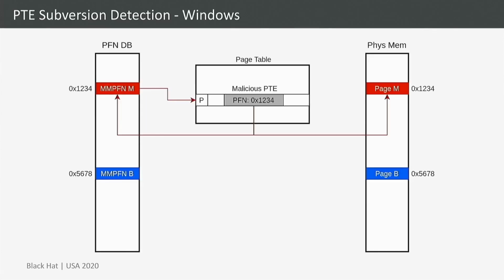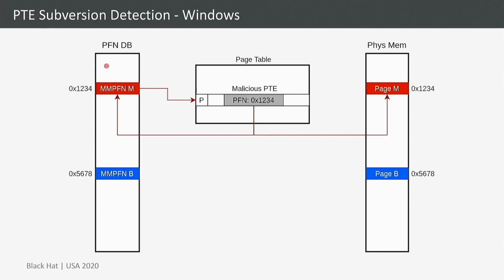Now the PTE subversion detection on Windows. On Linux it's a different story, so we are splitting this detection in two parts. On Windows, we now have here the initial situation. The malicious PTE currently still points to the malicious page. And in this case we also have the physical point of view on the memory, the PFN database, which we mentioned earlier briefly.